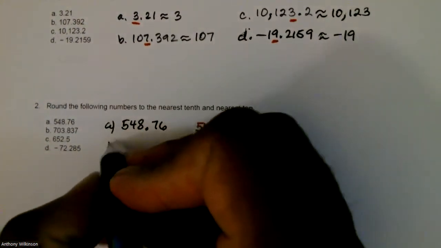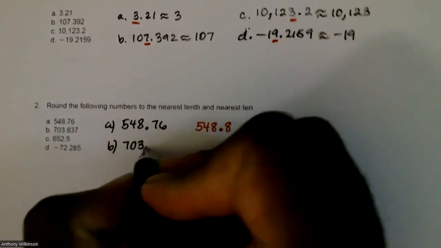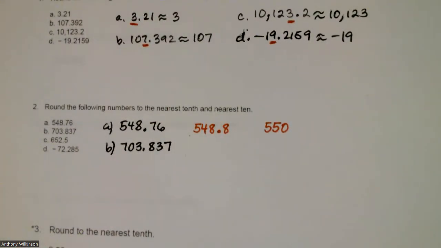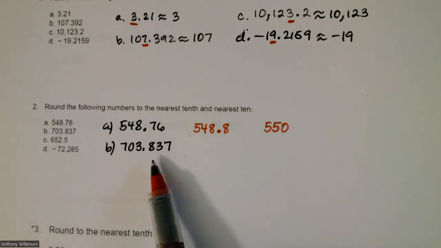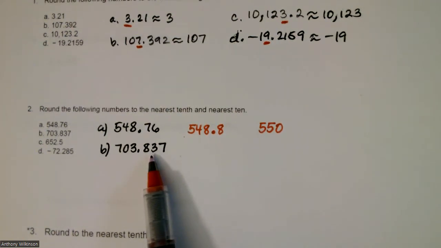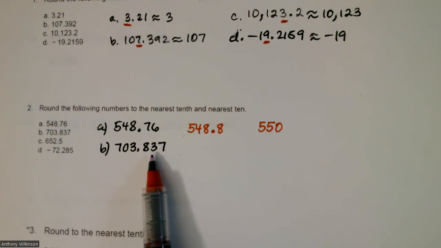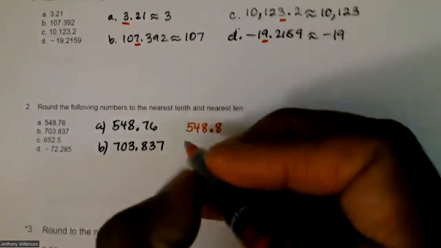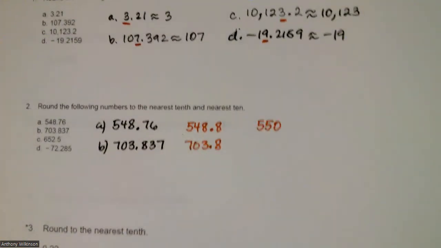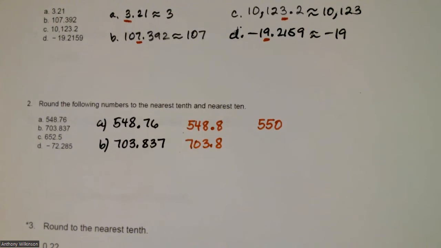Okay, part B, 703.837. Now here we're going to round to the nearest 10th and then to the nearest 10. All right, the digit in the 10th place in this number is an 8. To the right of that is 3. 3 is less than 5, so this 8 remains the same. So we're going to have 703.8, and the other digits we drop off. So to the nearest 10th, it will be 703.8.